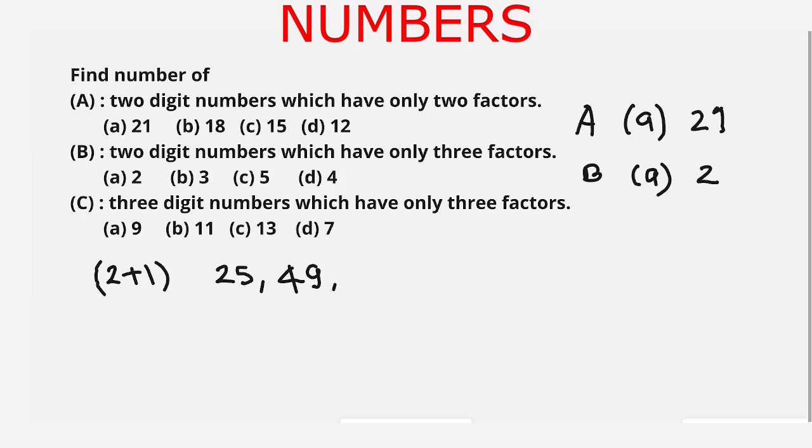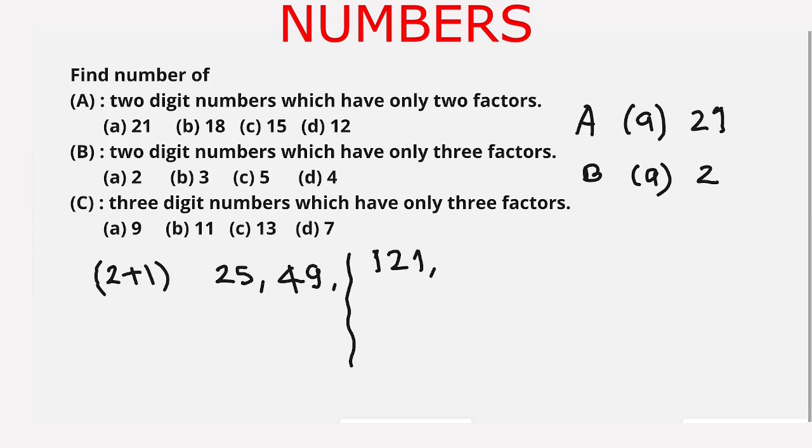Now we go to part C, 3-digit numbers which have only 3 factors. We have the same logic. It must be a square of a prime number, then only it will have 3 factors. And the square of 11 is 121, a 3-digit number. 1, 11 and 121, these are the three factors of 121.